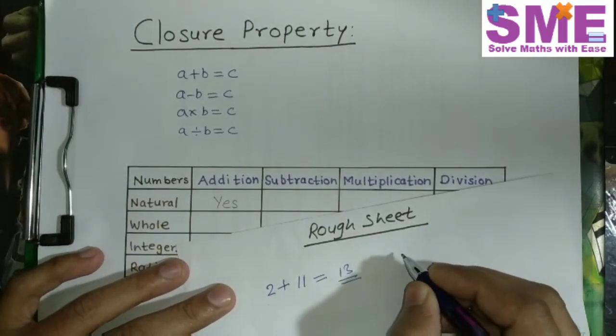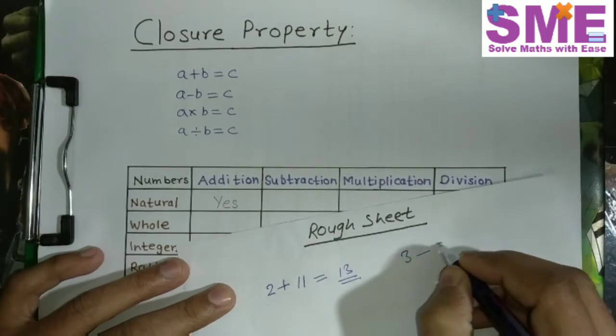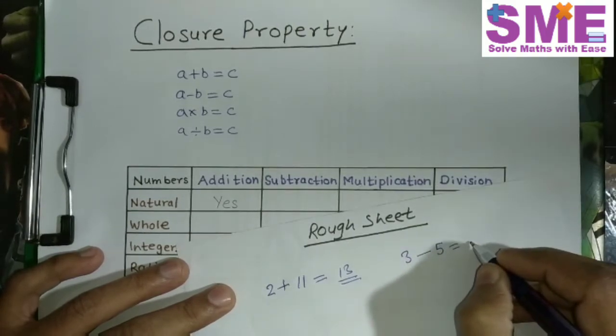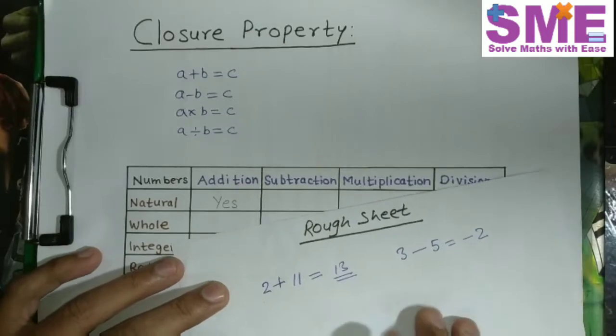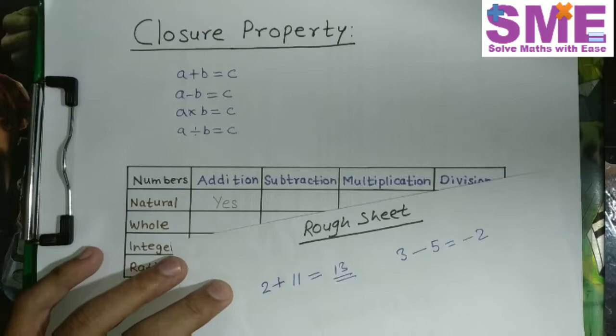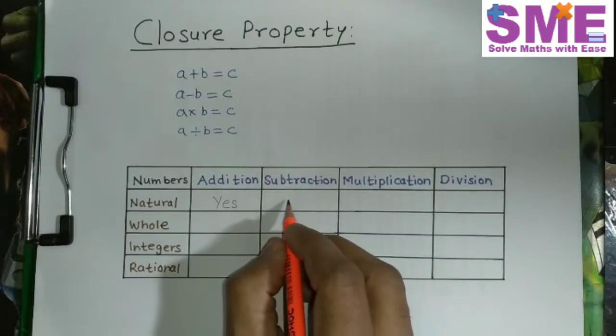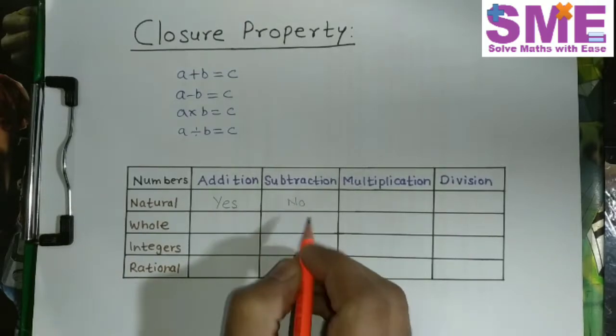Suppose I take a natural number 3 and I subtract 5 from it. So what is the result? Minus 2. Minus 2 is not a natural number. So we can say that the natural numbers are not closed under subtraction. So it will be no.